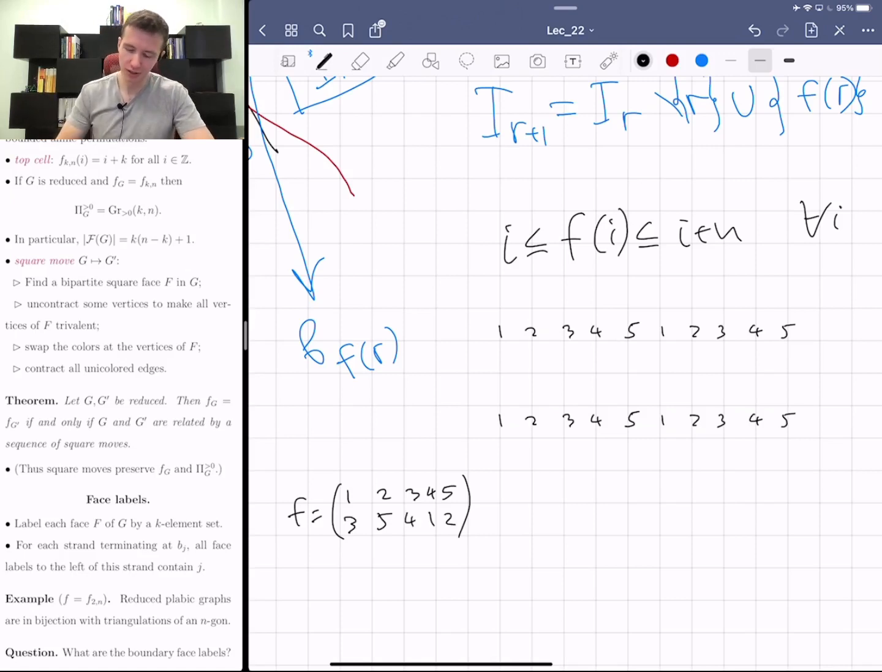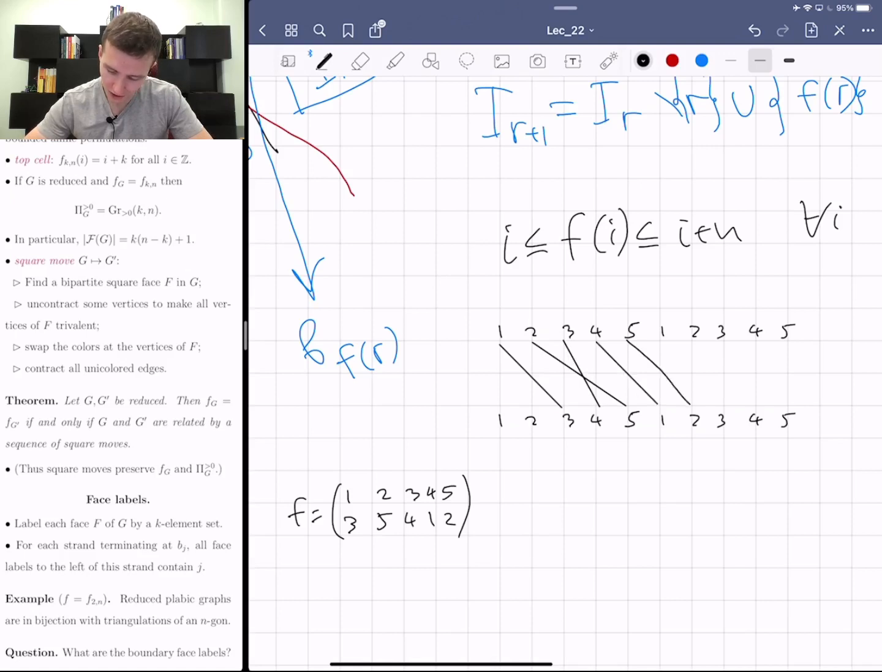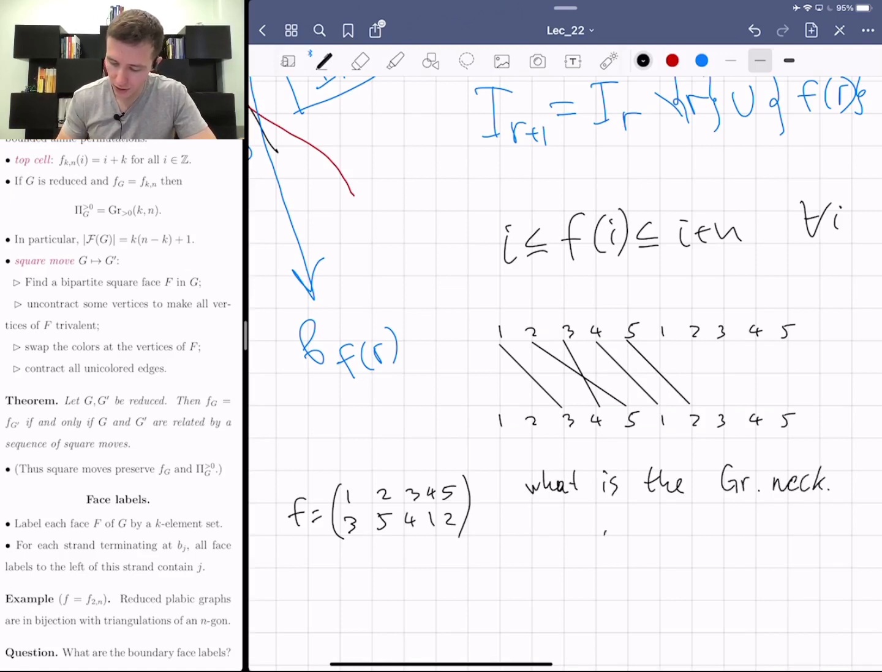Okay, then I'm gonna draw the bounded affine permutation. So 1 goes to 3, 2 goes to 5, 3 goes to 4, 4 goes to 1, 5 goes to 2. Yes, thank you. This is a great bounded affine permutation. So the question is, what is the Grassmann necklace of f, just purely in terms of the affine strand diagram?